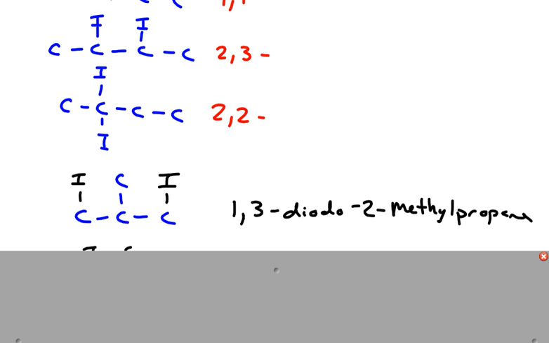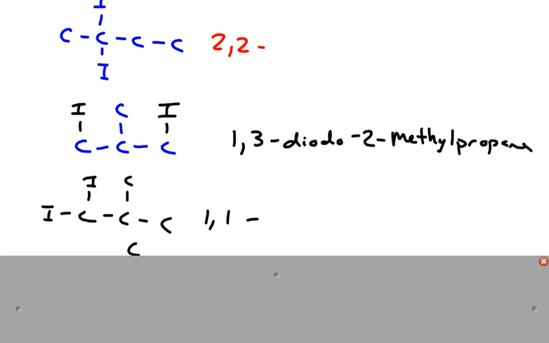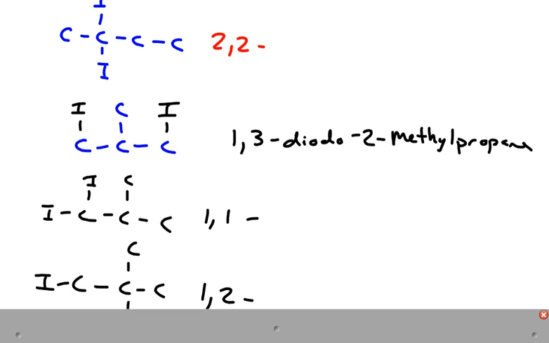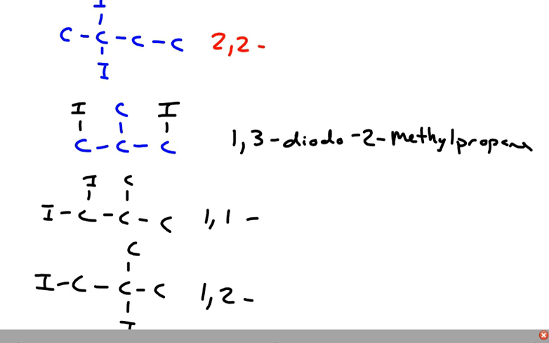So that's a 1-3, what else can I do? I could have done a 1-1, and is there any other one? There's one more. You could have done a 1-2. I know it doesn't look like it immediately, but that middle carbon only has 3 bonds. So then you can do that 1-2. And again, the name's exactly the same for those.